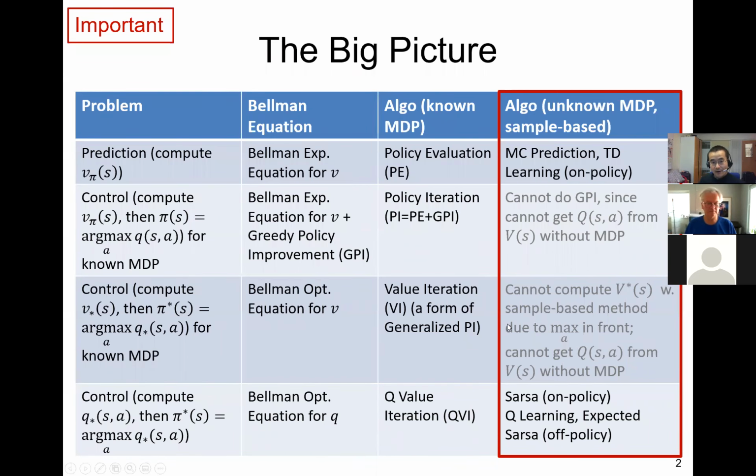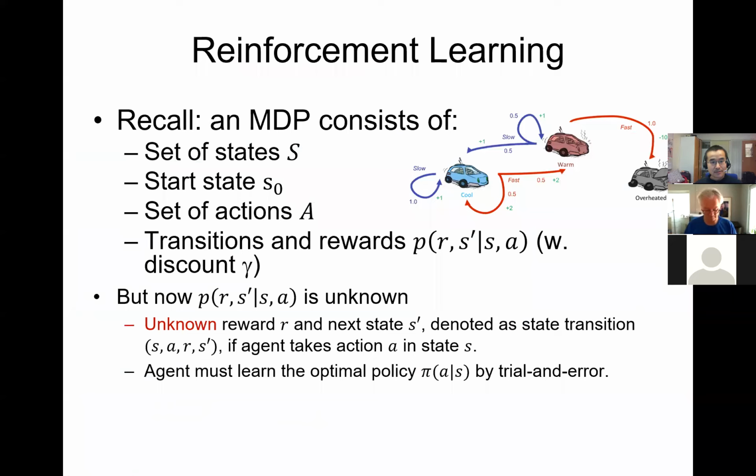So now we're in the model-free world where we don't have the MDP. It's unknown, and we need to learn by exploring the environment. Here's one example MDP: a car transitions between cool, warm, and overheated. But now we have only the states. We don't have any knowledge about the transitions and the rewards. We must use trial and error to learn the optimal policy.